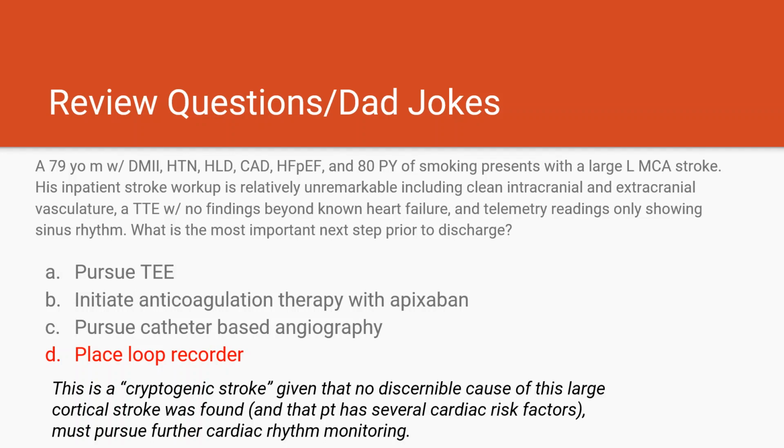Answer here is D, place a loop recorder. So this is a cryptogenic stroke, given the fact that there's no discernible cause for this large cortical stroke, especially in a patient who has every risk factor in the books to have AFib. So in these patients, you must pursue further cardiac rhythm monitoring to evaluate for occult AFib. This includes event monitor, Zio patch, or the gold standard, a loop recorder.